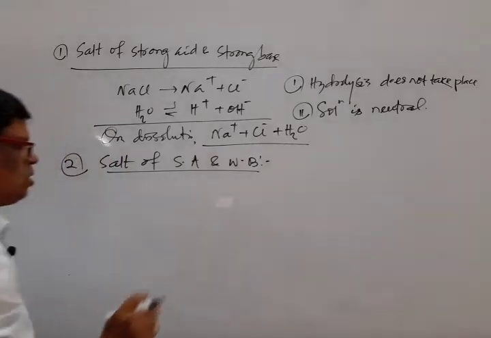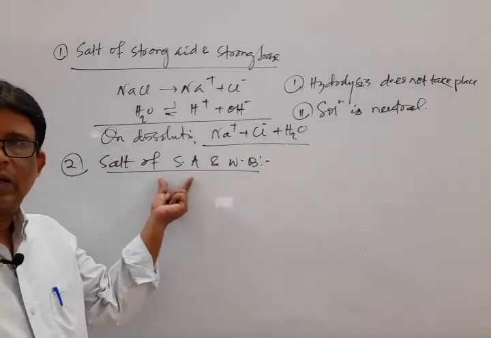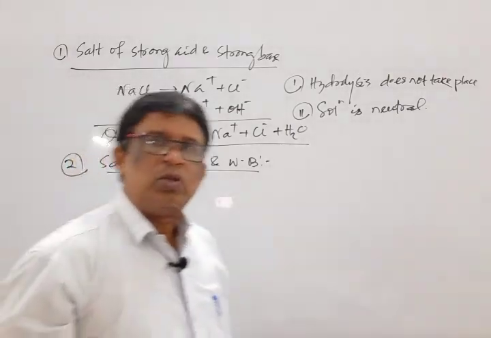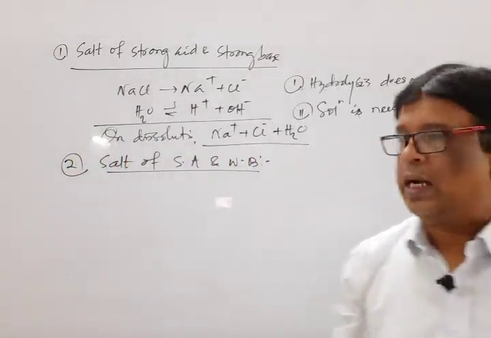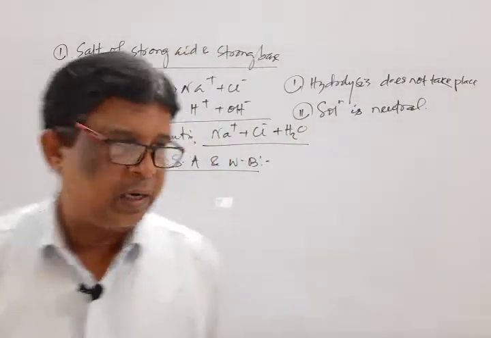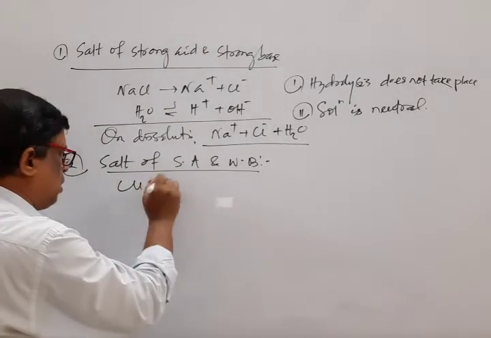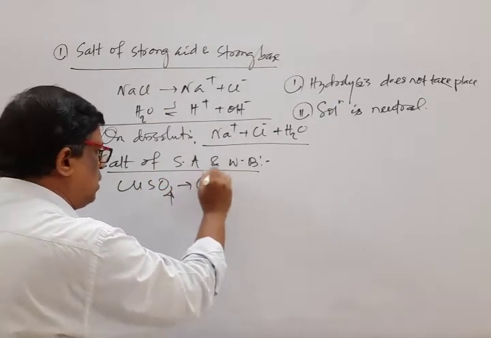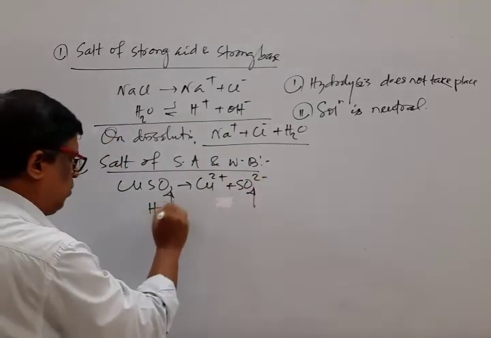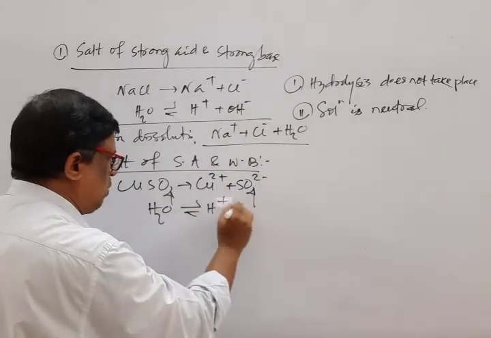that is salt of strong acid and weak base. Mark that, salt of strong acid and weak base. If we observe this one, then so many examples are there, but we select a common example, that is copper sulfate. Strong acid and weak base, that is we select copper sulfate. Mark that, copper sulfate breaks down to Cu2 plus, SO4 2 minus, water breaks down to H plus plus OH minus.